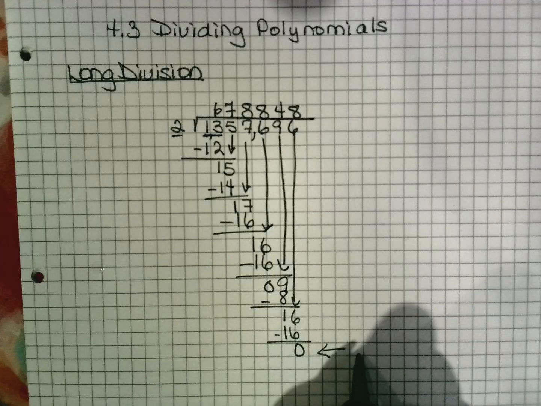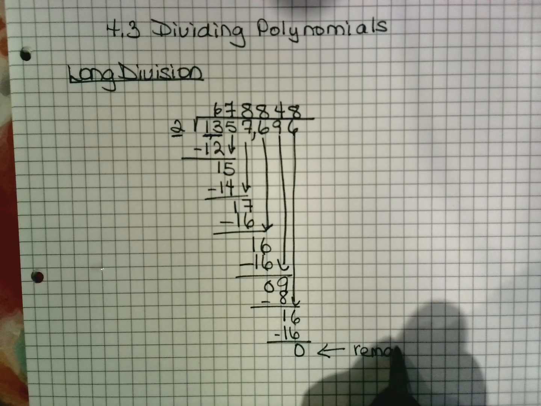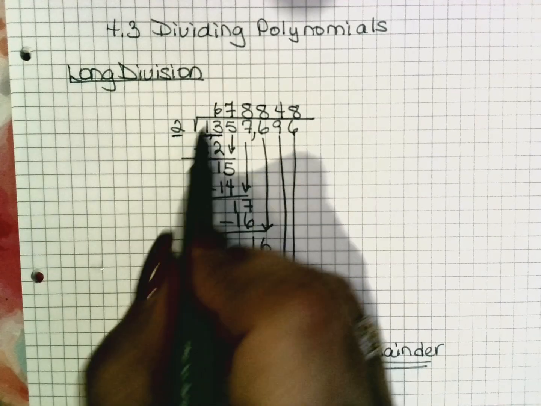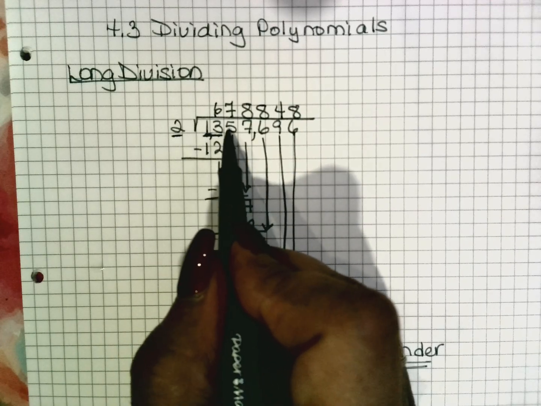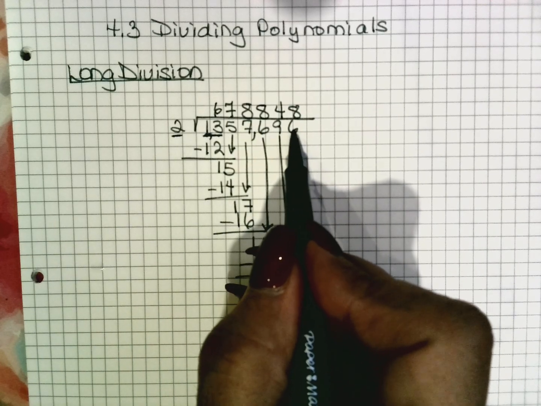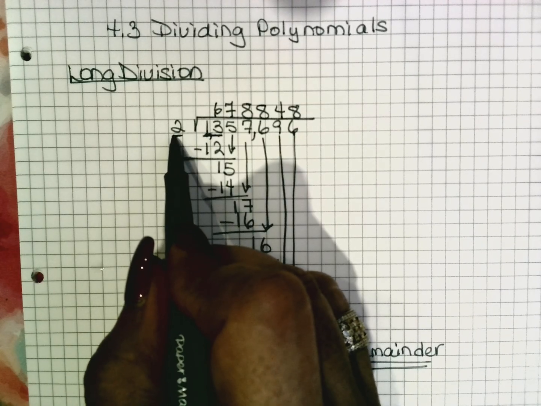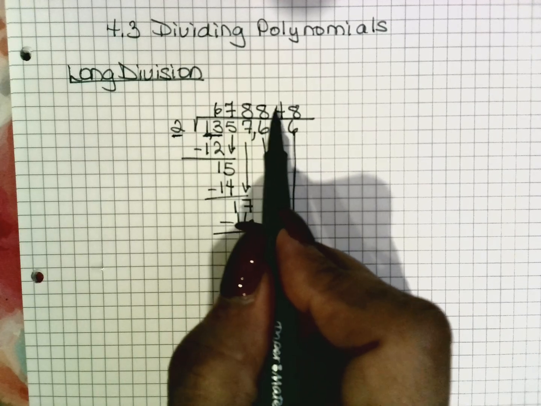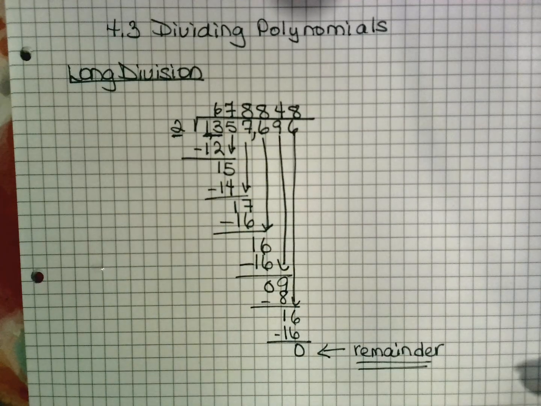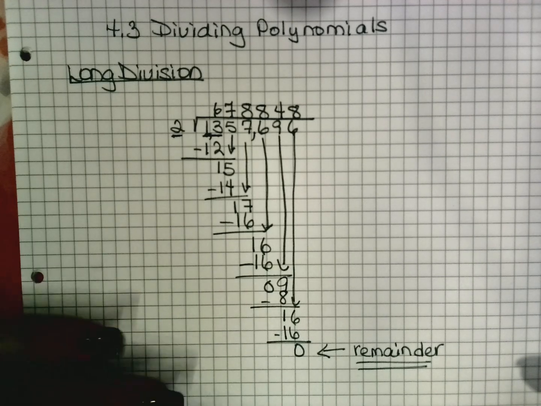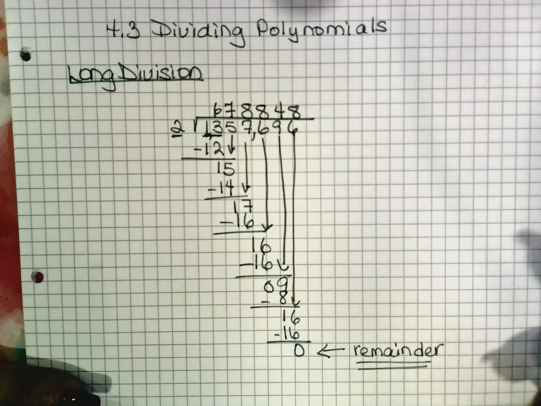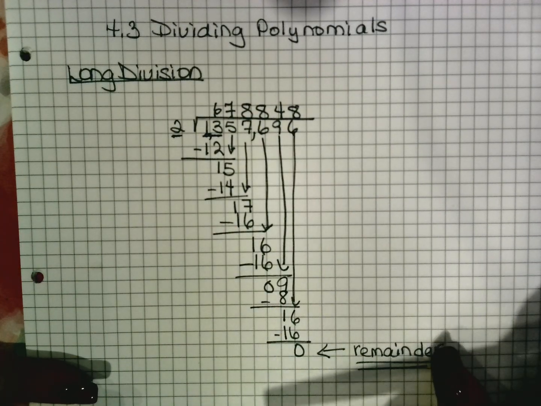Now this number down here, we call it the remainder. In this case, the remainder is 0, which means that the number 1,357,696 is divisible by 2. It has a factor of 2 and a factor of 678,848. That's for when we have a remainder of 0. We can then say these two numbers are factors. All right, so that was in arithmetic.